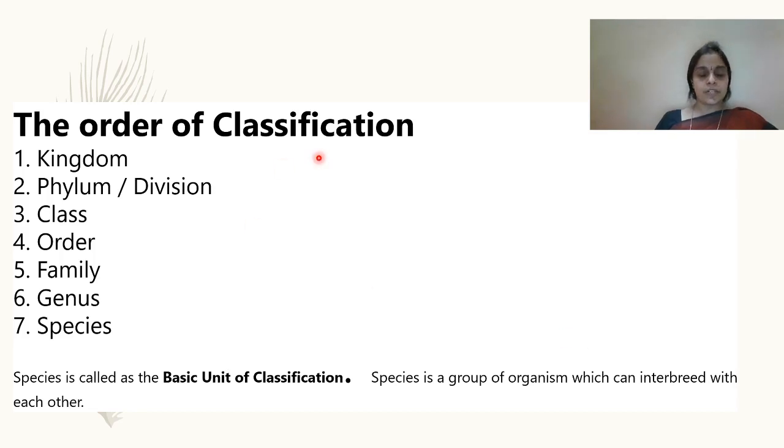The order of classification is like this: kingdom, phylum or division, class, order, family, genus, species. So, species is called the basic unit of classification. It's a group of organisms which can interbreed with each other.